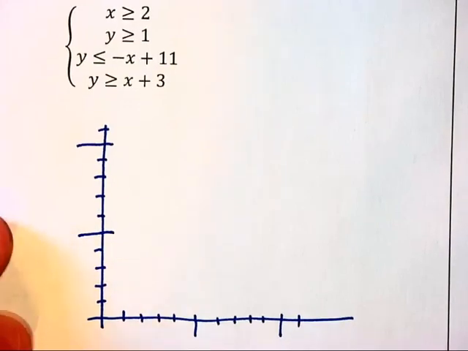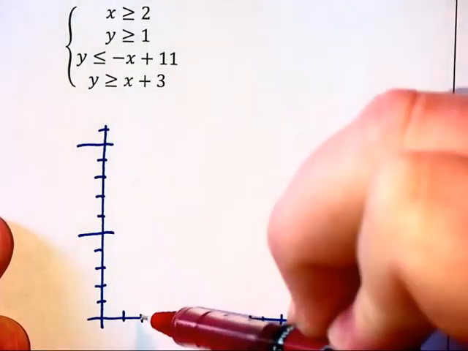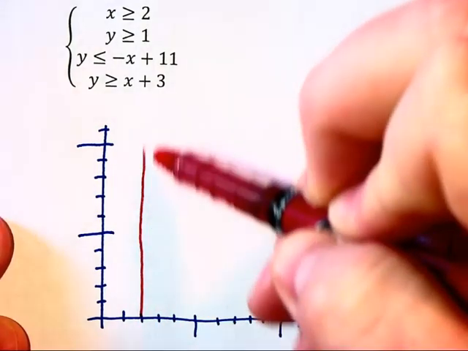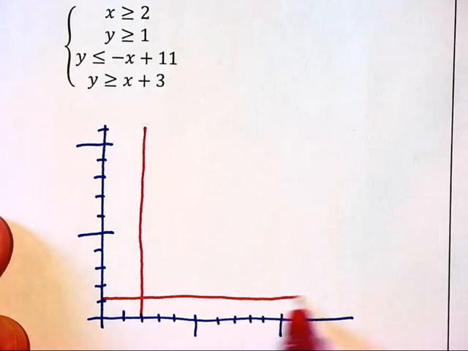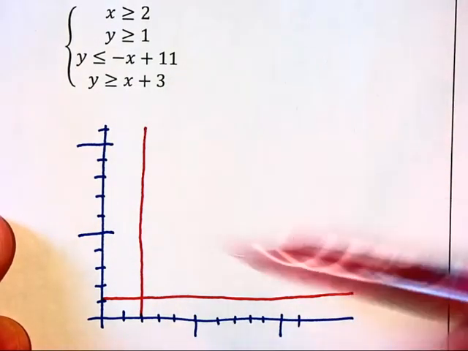Okay, x is greater than or equal to 2. That is going to give me a vertical line at the 2. Y is going to be greater than or equal to 1. So right now we're up and above in this upper right corner.